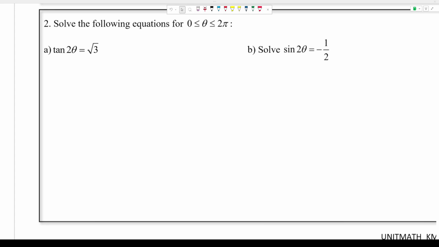Okay, so now we have a couple more equations. A little bit different lah from the previous video. Okay, so now kalau dapat soalan, we are solving for the following equations for theta between 0 and 2 pi. Okay, so it's a little bit different. Tadi dia bagi 6 degree, but now the question asks us to solve in radian.